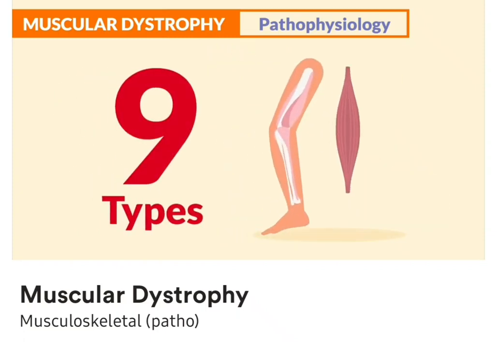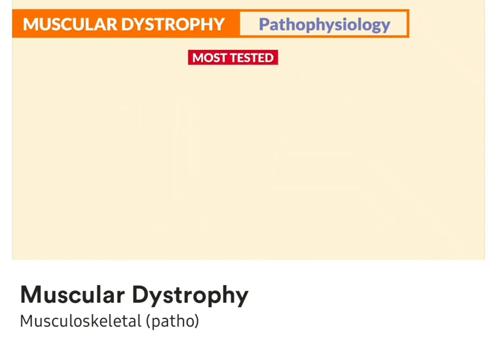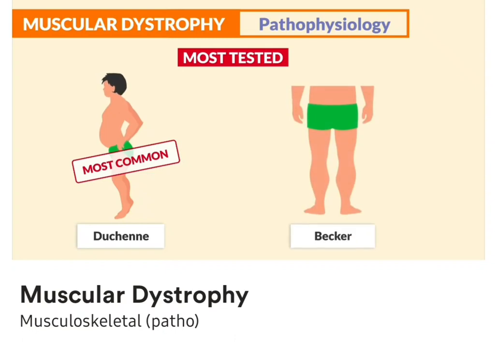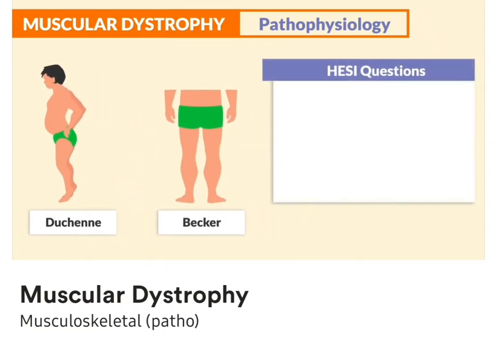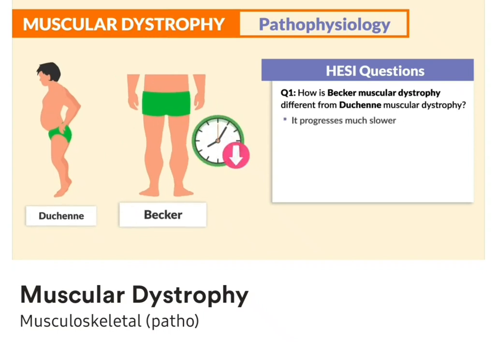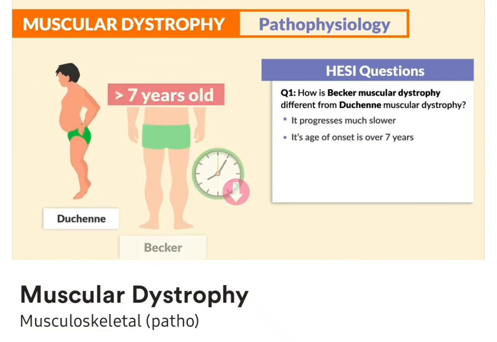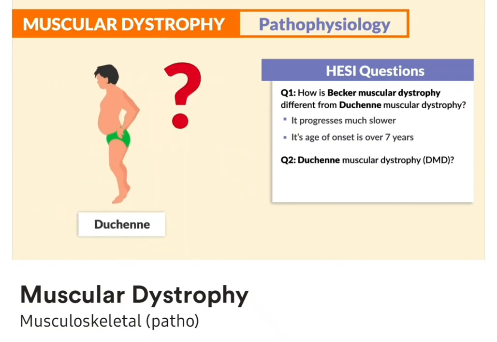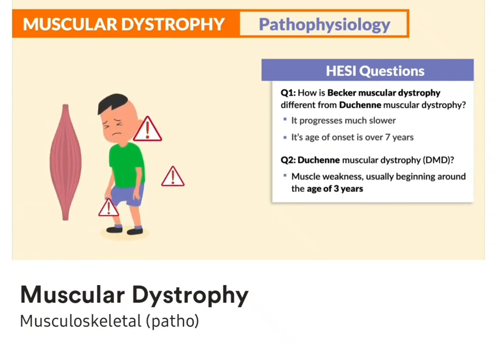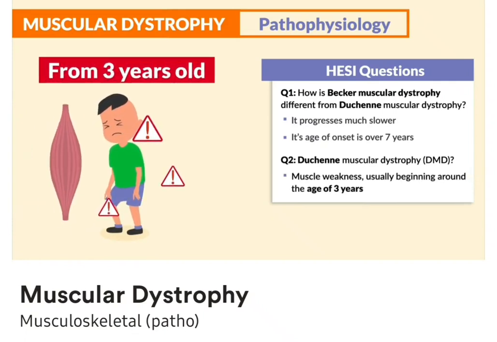Now there are 9 types of muscular dystrophy, but really the most tested is Duchenne's, which is the most common, and Becker, which progresses much slower than Duchenne's. So Hesse mentions, how is Becker's muscular dystrophy different than Duchenne's muscular dystrophy? It progresses much slower and its age of onset is over 7 years. And question 2, Duchenne's muscular dystrophy, DMD, muscle weakness usually begins around the age of 3 years of age.